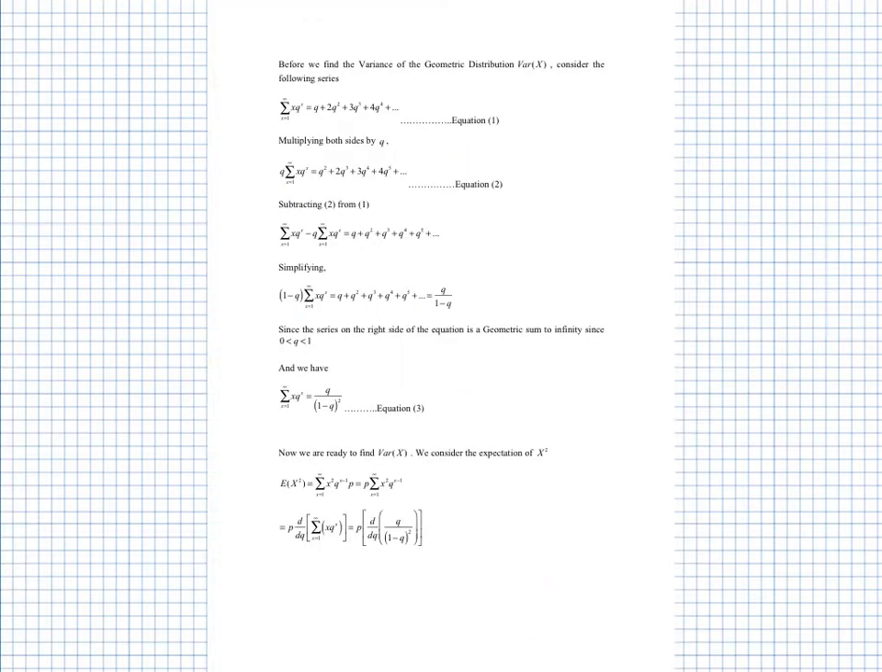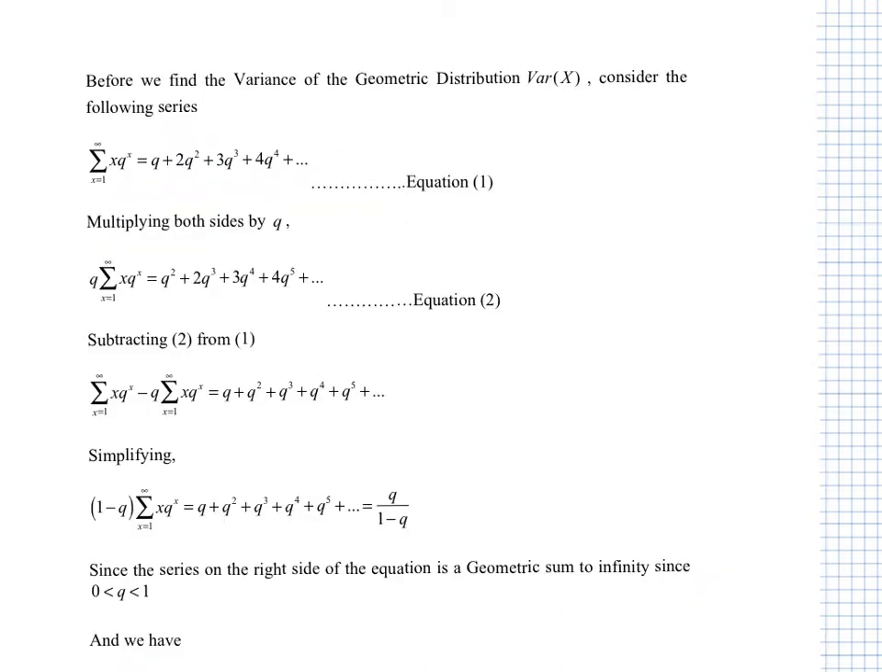Now finding the variance is a little more complicated. Consider the following series. Multiplying both sides by q you will get q squared plus 2q cubed plus 3q to the 4 plus 4q to the 5 and so on. Subtracting 2 from 1, we will get q plus q squared plus q cubed plus q to the 4 plus q to the 5.